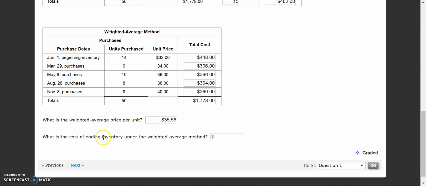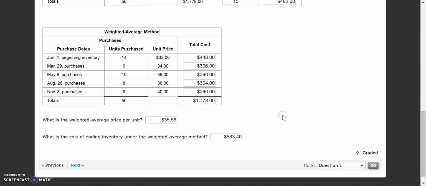So if we use the weighted average costing method this month or this year, whatever it happens to be, remember that we had 15 units at the end. So we take 15 times our 35.56 and we end up with $533.40. So that is our weighted average method of doing inventory.